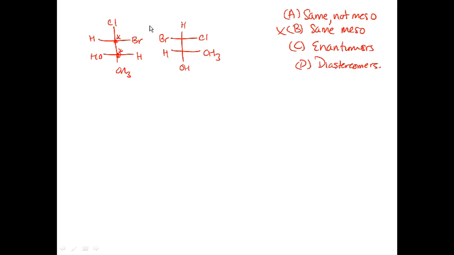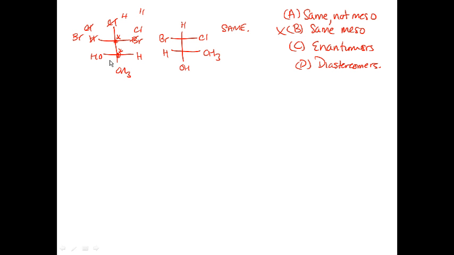So with that out of the way, are the two top carbons the same configuration or do they have opposite configurations? Well, we could do group switching. I could switch the H and the Cl. So I did one switch, and now I'd have to switch the Cl and the Br. So it took me two switches to make the left into the right. Therefore, the top carbon has the same configuration in both molecules.